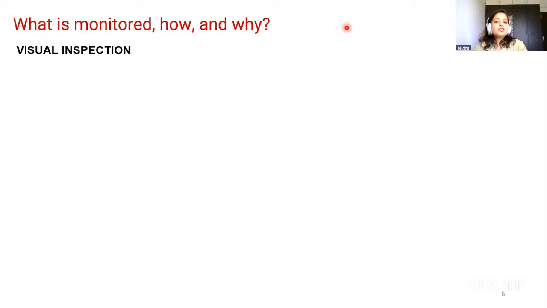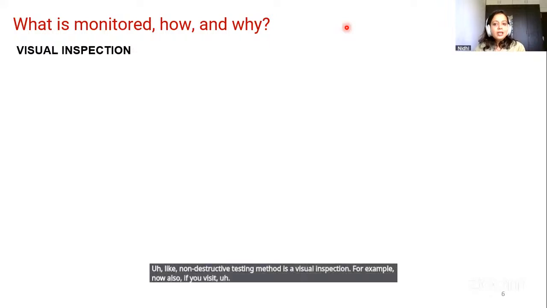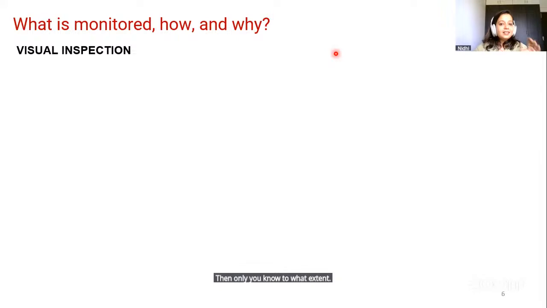For example, if there is distress in any structure in your vicinity, the first step you have to do as a structural engineer or a health monitoring engineer is to visit the site. Only then do you know to what extent the damage has occurred.